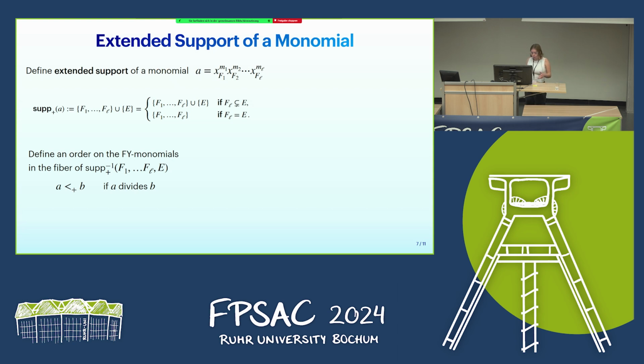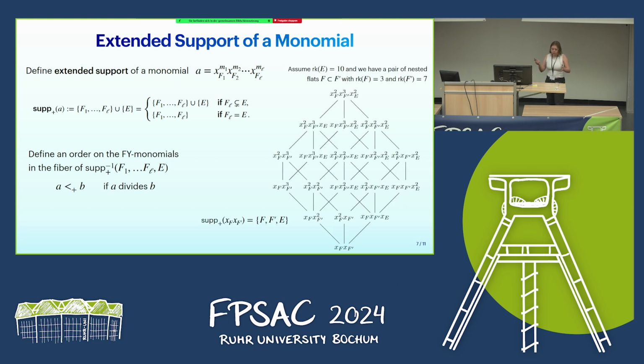I will define an order on the fiber of this support map, and the order being division, and I can get something like this for a pair of nested flats, F and F', where the matroid is of rank 10, and the smaller flat is of rank 3, larger flat is of rank 7.